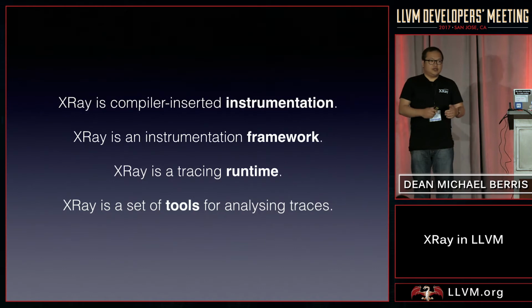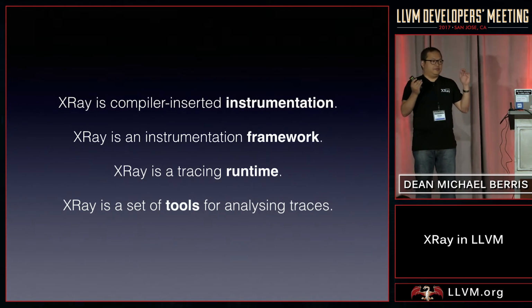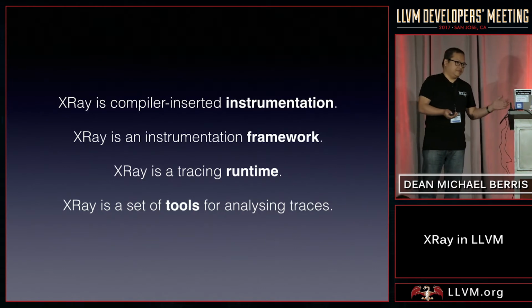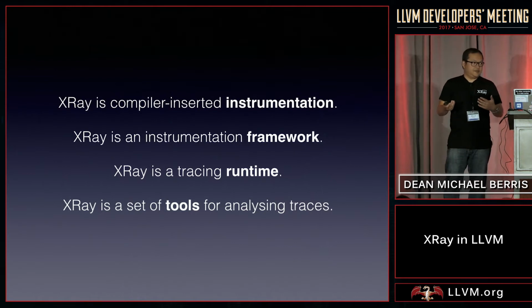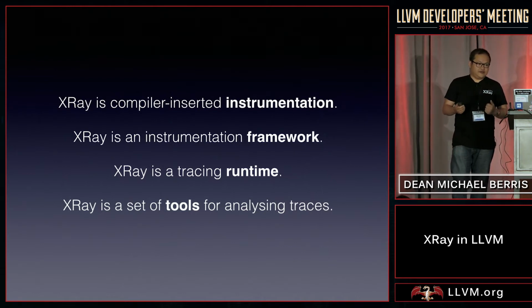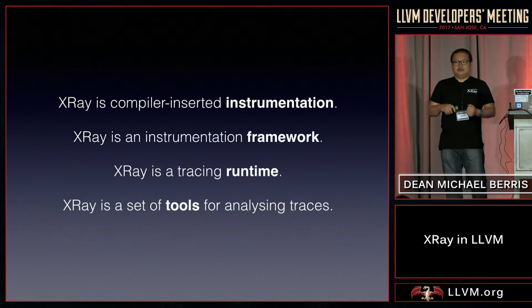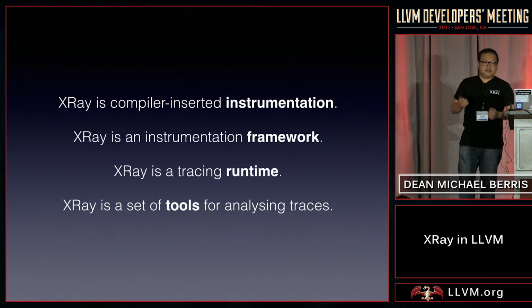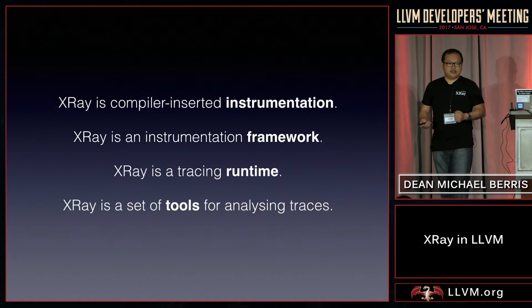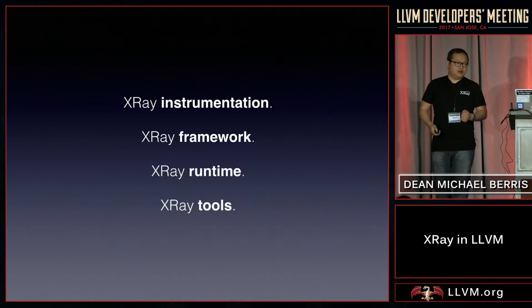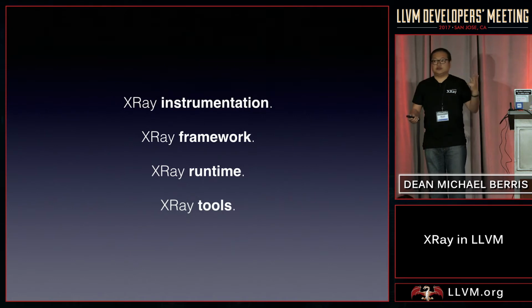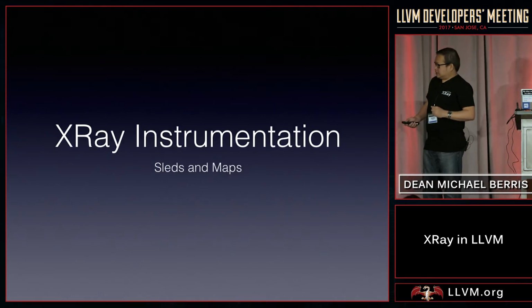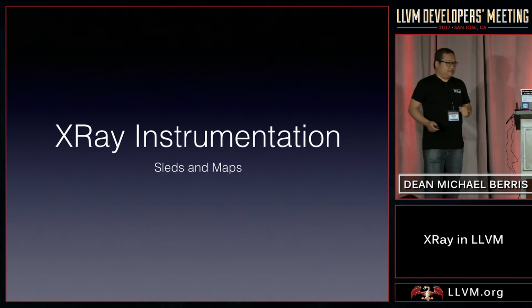So step one, put your instrumentation in the binary. Step two, use the framework to engage with the instrumentation stuff. Then use the runtime to get traces, and then use the tools for analyzing. So in order, instrumentation, framework, runtime, tools. Yeah? Okay. So sleds and maps.